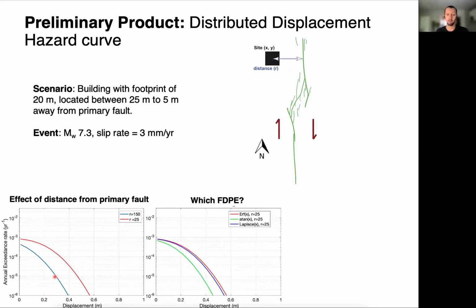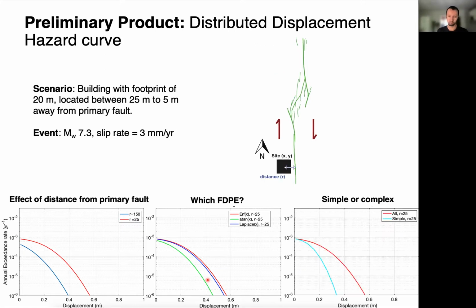We can also look at the effect of assuming different functional forms for those fault displacement prediction equations. There's not much of a difference between the error function and the Laplace, which isn't surprising given they're pretty similar functional forms. But an arctan can produce, in some circumstances, a fairly big difference in the hazard, especially when your building is located on the periphery of a fault, where that sense of attenuation can differ.